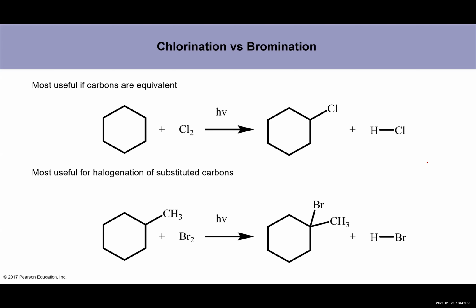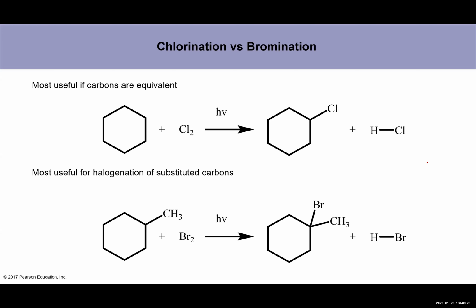Chlorination is most useful if all the carbons are equivalent. So like I have hexane here, cyclohexane. All the carbons are equivalent. If you do chlorination, it doesn't matter where the chlorine attacks, they're all going to end up being the same product. But halogenation like bromination is more useful if there are different carbons on the structure, because bromination will selectively pick where it goes.